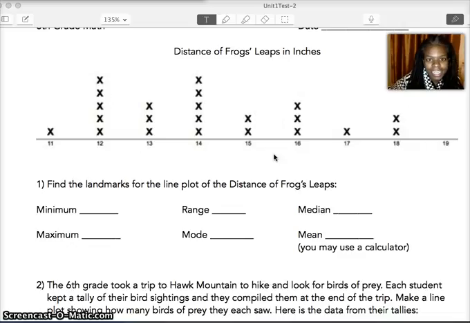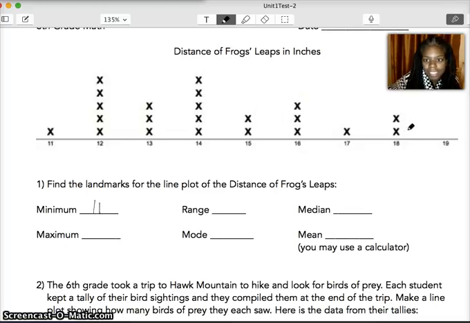If we look at the data given about the distance of frogs' leaps in inches, we see that we have a line plot. On this line plot, we can find all of this information relatively easily. Our minimum is clear. Our minimum is our smallest value, so our smallest value would be here. The smallest distance is 11.